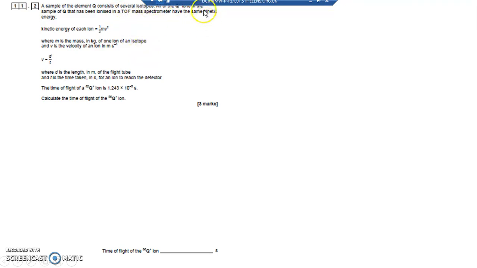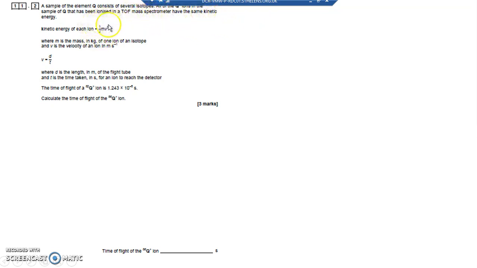It's accelerated along the tube towards some negatively charged plates. It hits a detector at the far end, which detects how quickly it's gone along the tube. The faster it's gone along the tube, the lighter the particle, the lower the mass. The slower, the longer it's taken to go along the tube, the heavier the particle, the larger the atomic mass.